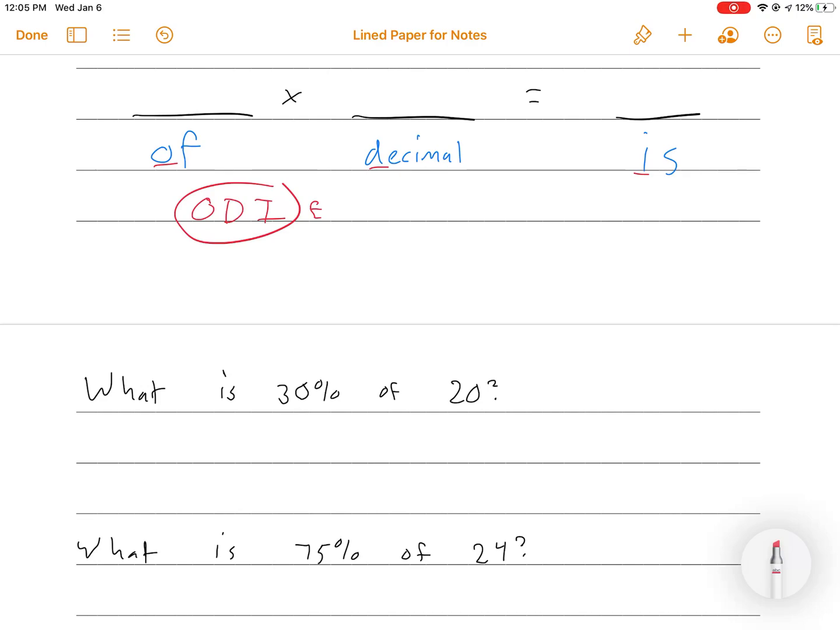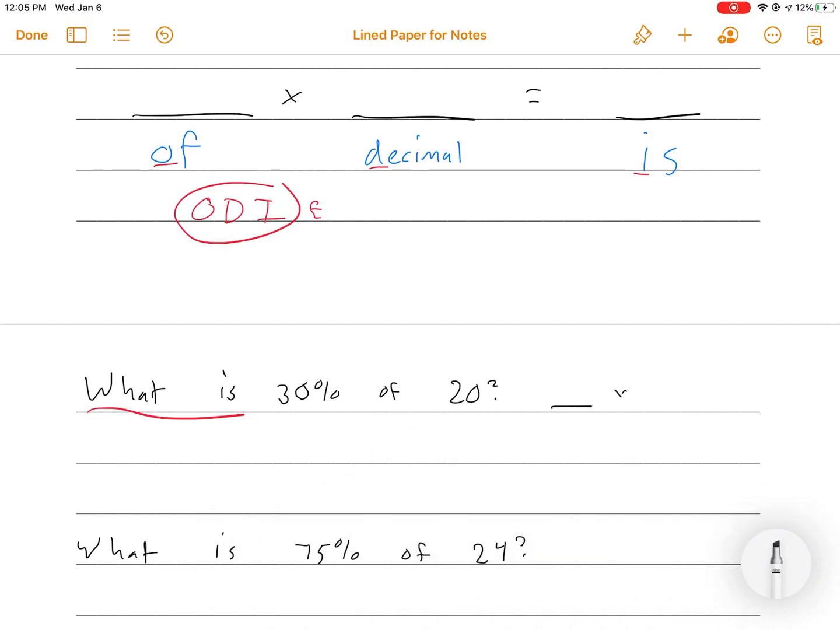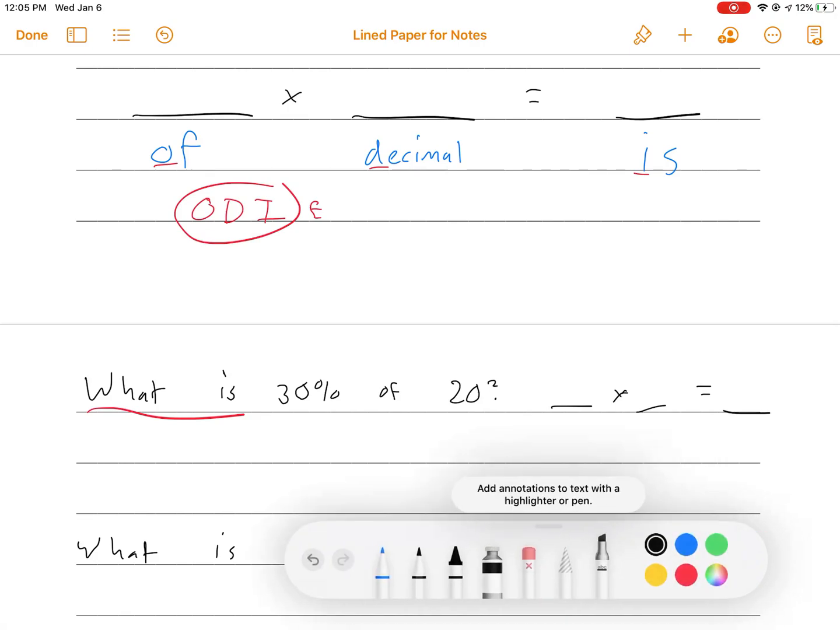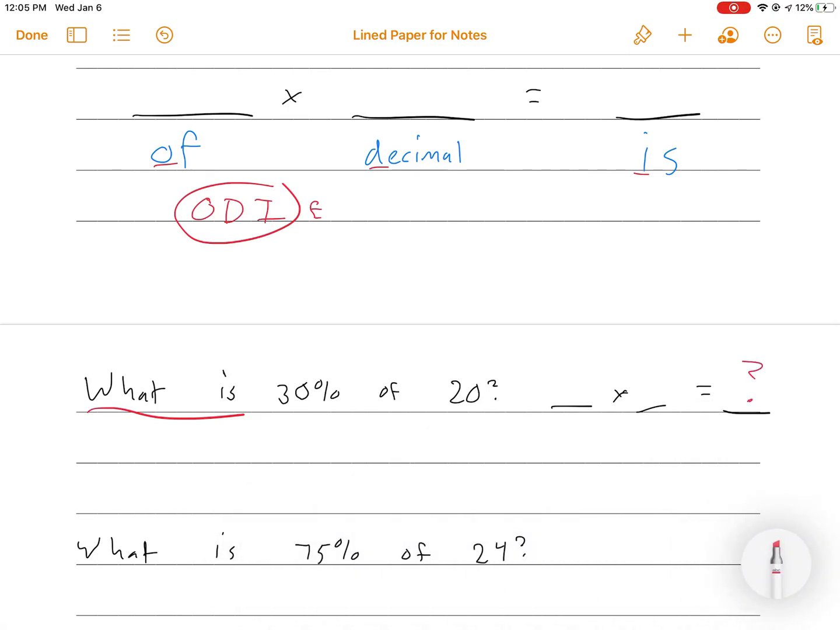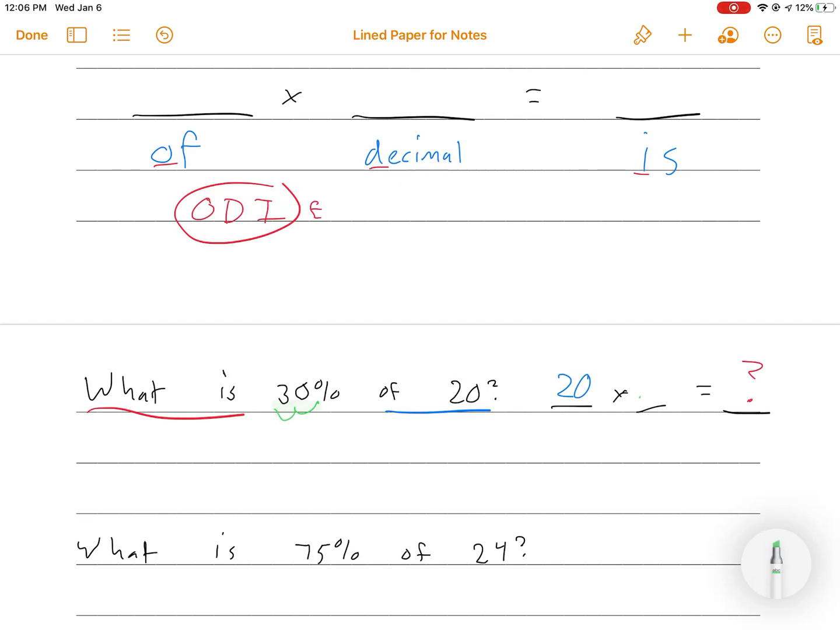There are 3 different types of problems that you could deal with. The first one is actually the easiest because it just involves a calculation. You don't even have to think of an equation. Because if I see what is, that tells me that I don't know my is number. My is number is my variable, and I won't even write a letter here. I will just put a question mark down because I can go ahead and plug in 20 for my of number. And then my percent number, I would need to take 30% and turn it to a decimal. So I would need to turn it into 0.3 or 3/10.